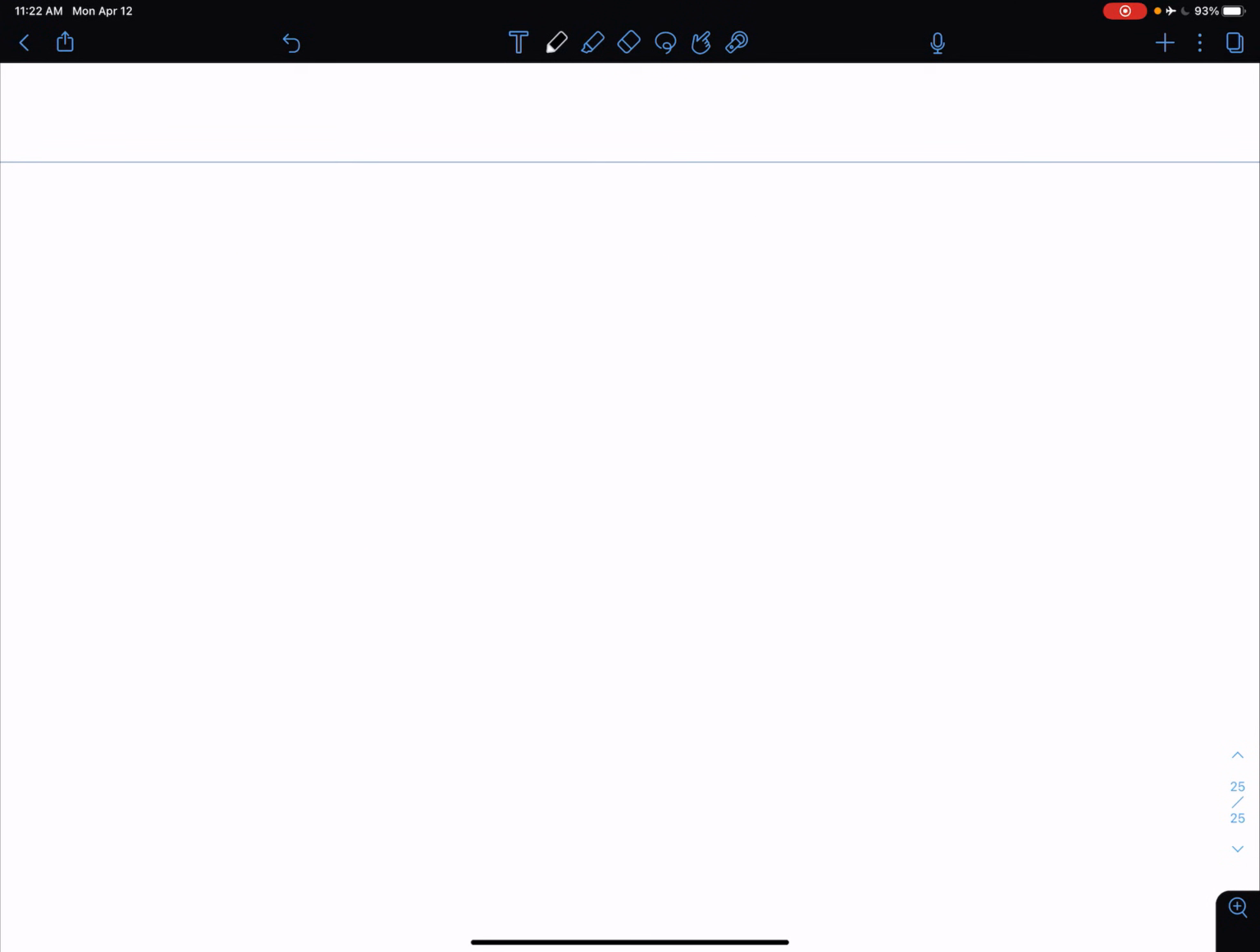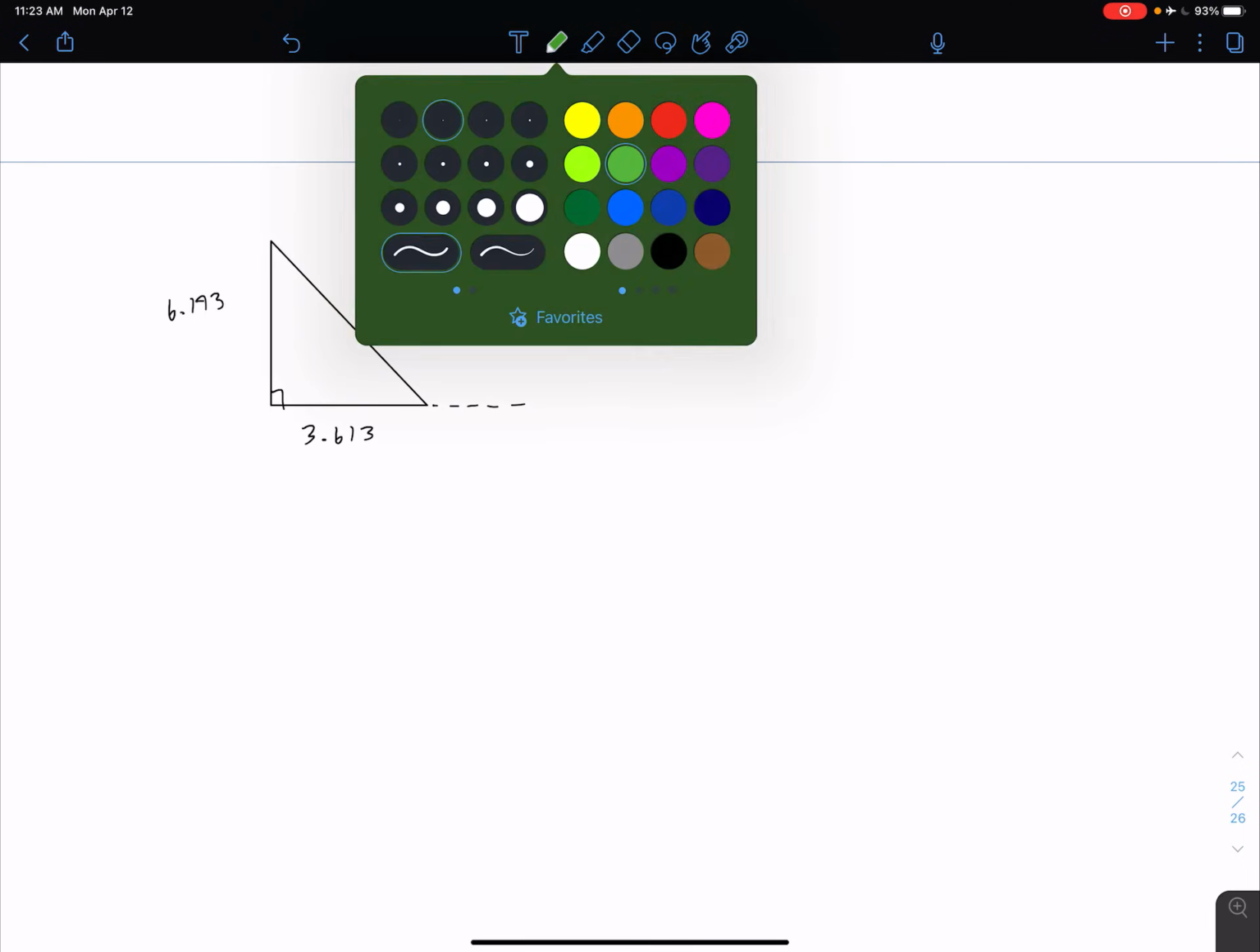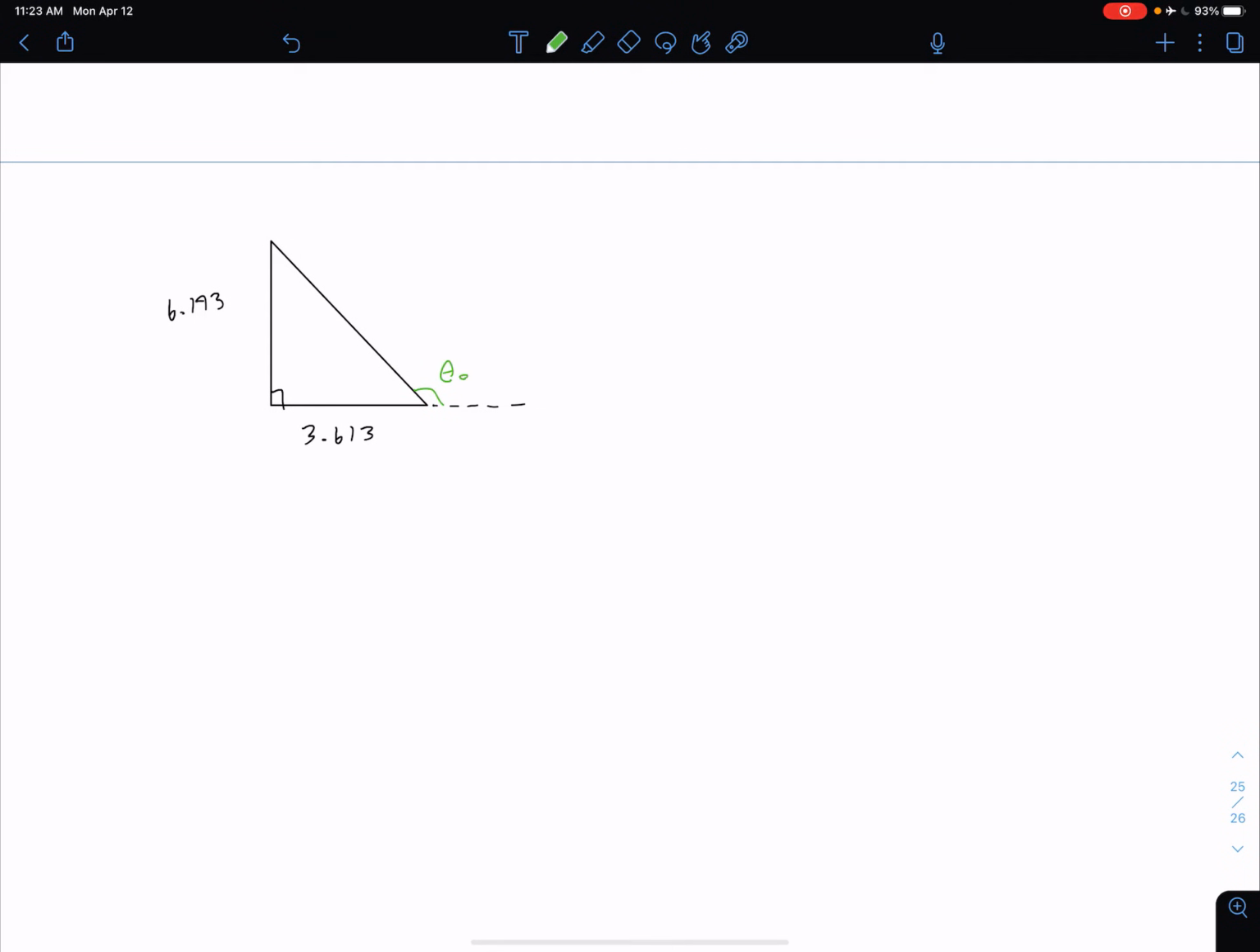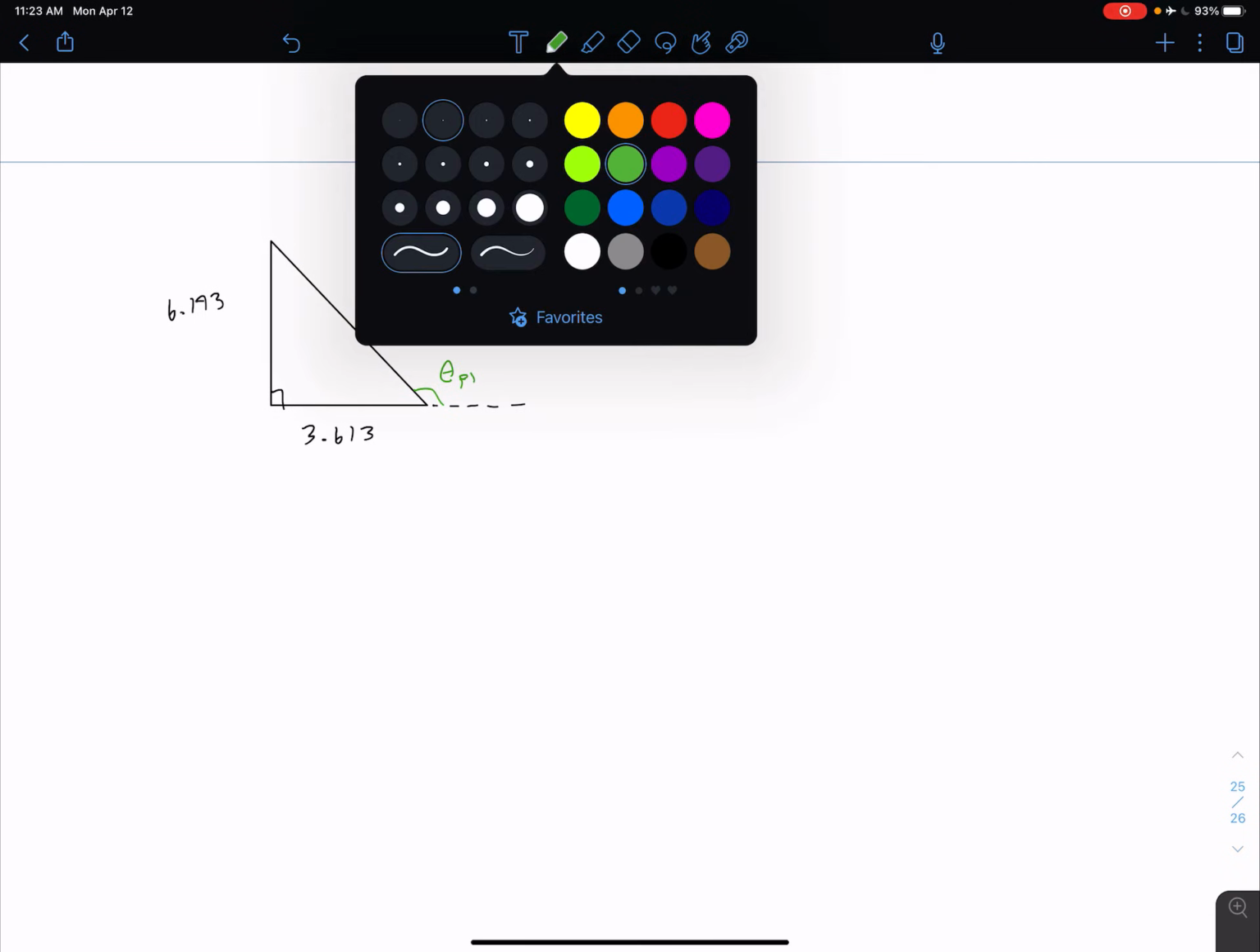Okay, so let's draw that first triangle. So we had something that looks like this. There we go. That's a nice clean right triangle. So we know that this distance here is 3.613. This is 6.193. And we know that this angle here is theta P1. So this is theta P1, which is what we're interested in.